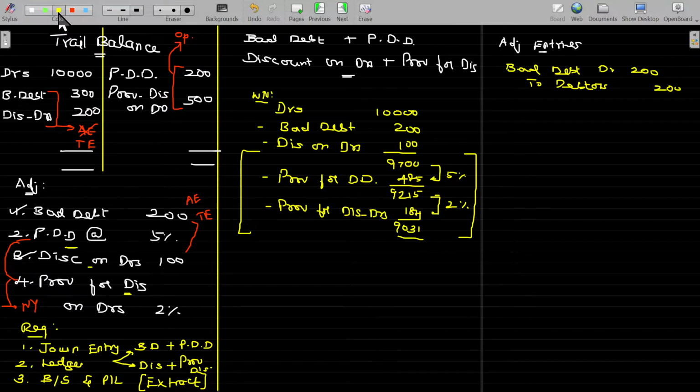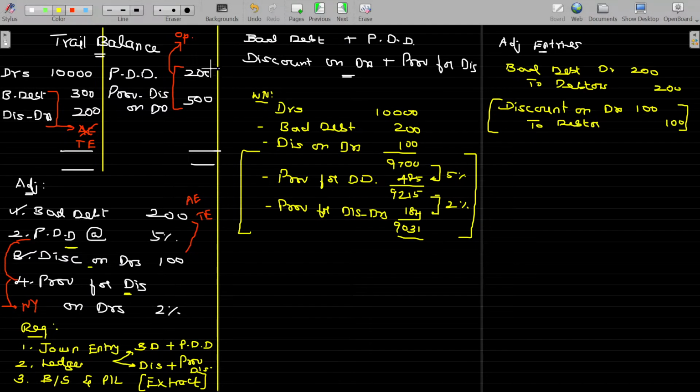Then the entry being what? We have to adjust the bad debt. Okay, we have to adjust that. So you keep it in your mind simply. I'm going to deal with the bad debt. This bad debt is going to be adjusted in which account? PDD account. If the PDD is not sufficient, we can adjust that in the P&L account.